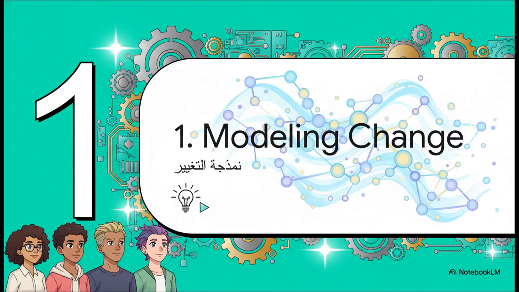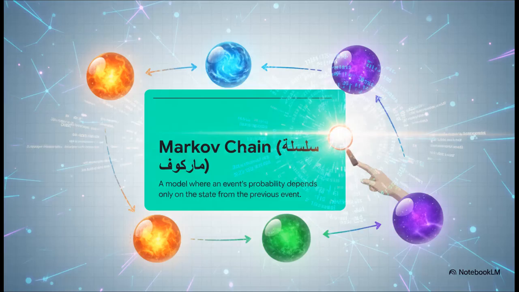First up, we need to get a handle on the core idea here. Now, modeling change might sound a little intimidating, but trust me, the idea behind it is actually brilliantly simple. Okay, so what exactly is a Markov chain? Well, the single most important thing to remember is that it's a memoryless process. That's the key. It doesn't care at all about how things got to where they are now. All that matters is the present moment when you're trying to predict the very next step. In other words, the past is irrelevant.